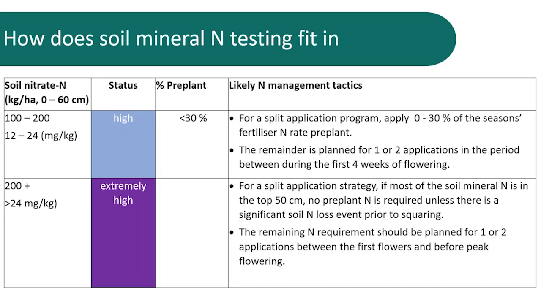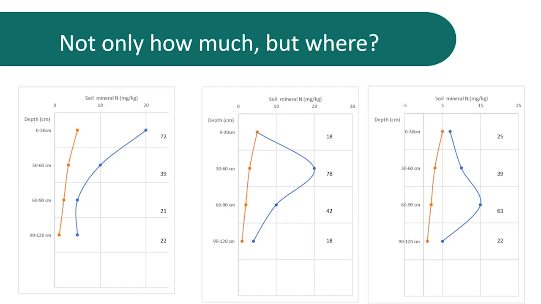There's one caveat to this. It depends on where that nitrogen is as well. It's not only amount, but where is it. Now, each of those graphs depicts there being 150 kilograms of nitrogen in the soil. The first one, by far the majority, 110, is in the surface soil.